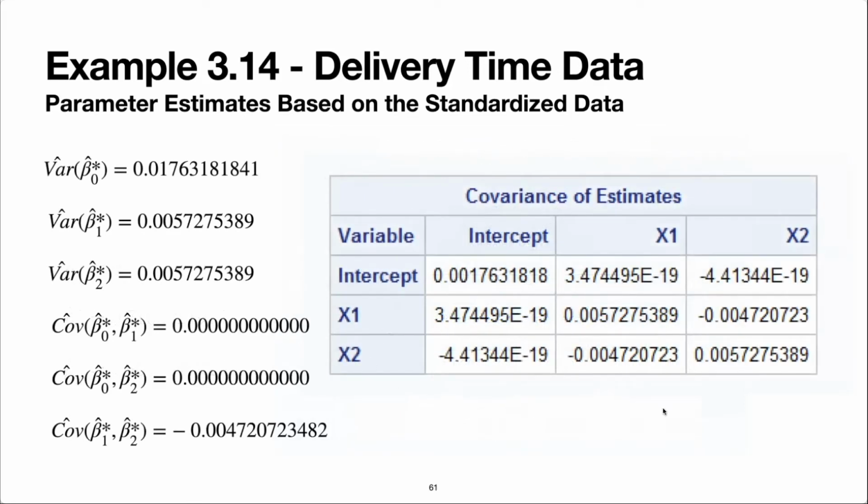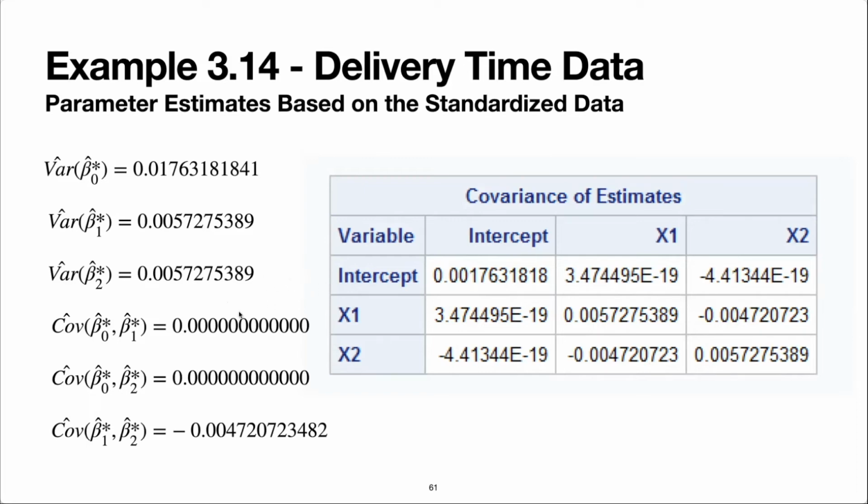Then we have the estimated covariance matrix, which is produced by the COVB option on the model statement. In this table, the variances of the variables are down the diagonal. So this is the variance of beta 0 star hat, this would be the variance of beta 1 star hat, and this is the variance of beta 2 star hat. And we can see that these correspond to the values that we calculated by hand using those formulas. So we get the exact same values.